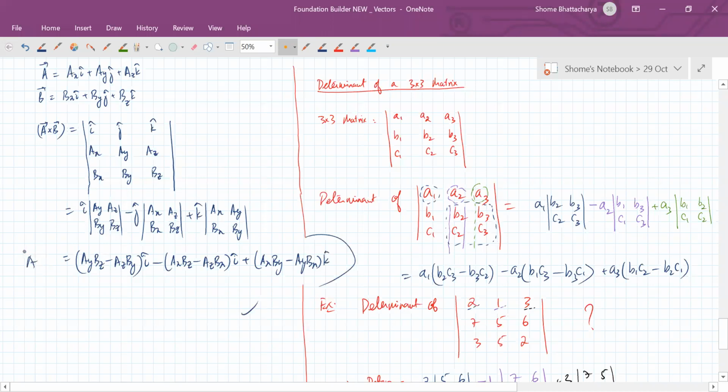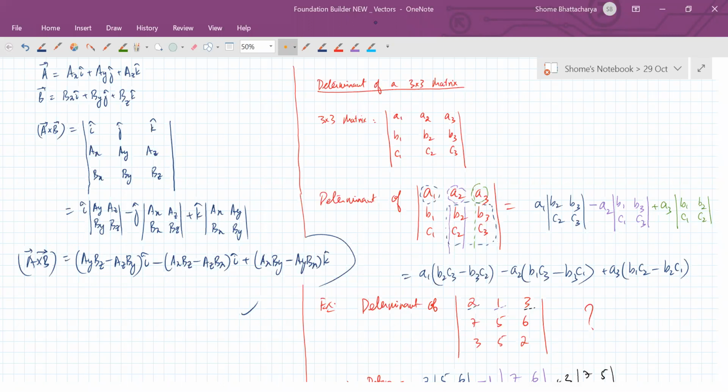So instead of remembering a very lengthy formula, or instead of doing the operation with 9 terms and all that, we can't take that way. We are learning right now the cross product of two vectors, A cross B, like this.